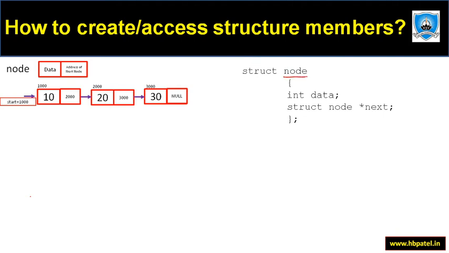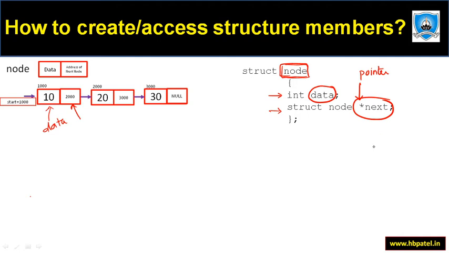I'll be giving any name. Let's say I have given the name node. You can give any name, no problem. So it's a node structure with two members. The first member is data, whereas the second member is the pointer. We have seen in our C programming that star next means pointer. So next is a pointer.